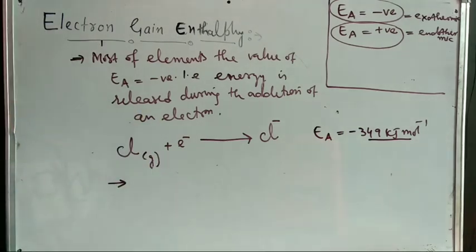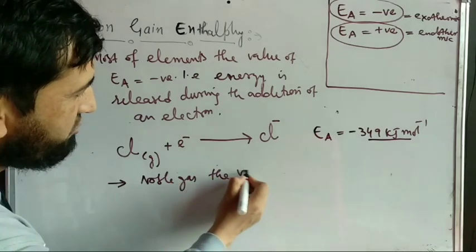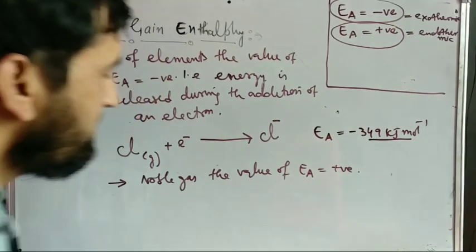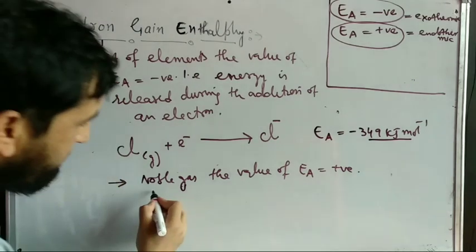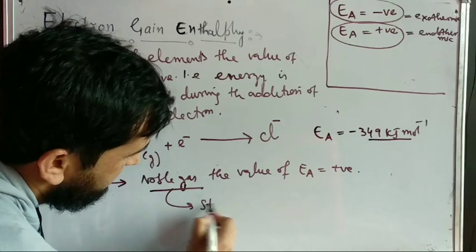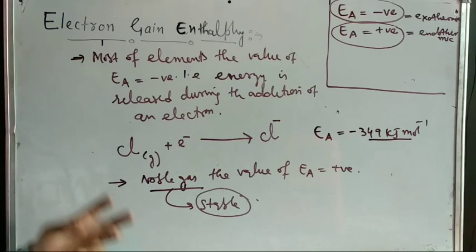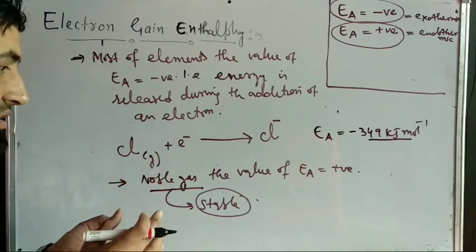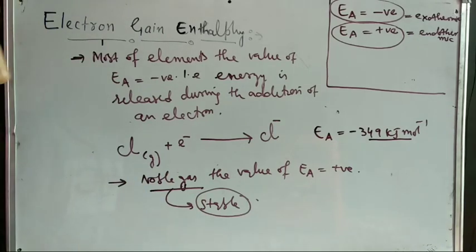But for a few elements like noble gases, the value of electron gain enthalpy is positive. That means for noble gases, energy is absorbed during the addition of an extra electron. Actually, these noble gases are stable elements. They have a stable electronic configuration. Hence, in order to add an extra electron, we have to add a new shell, and it is difficult to add the electron in the new shell. Hence, these noble gases have positive values of electron gain enthalpy.